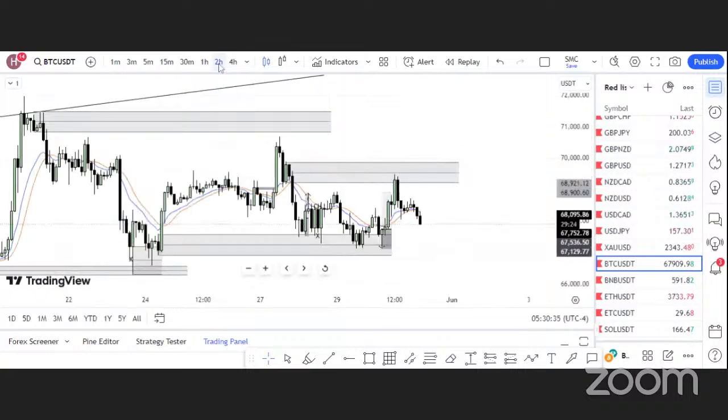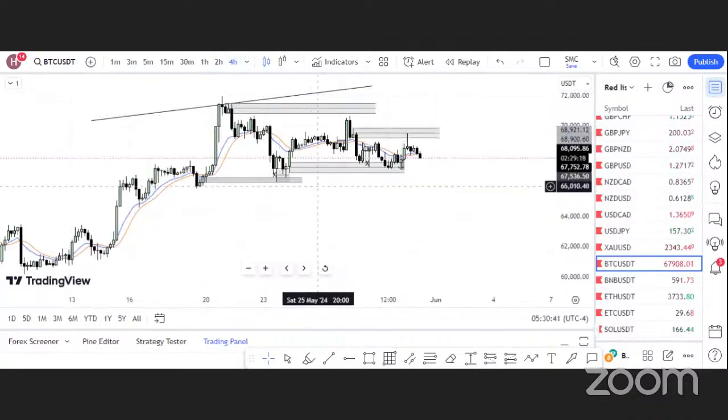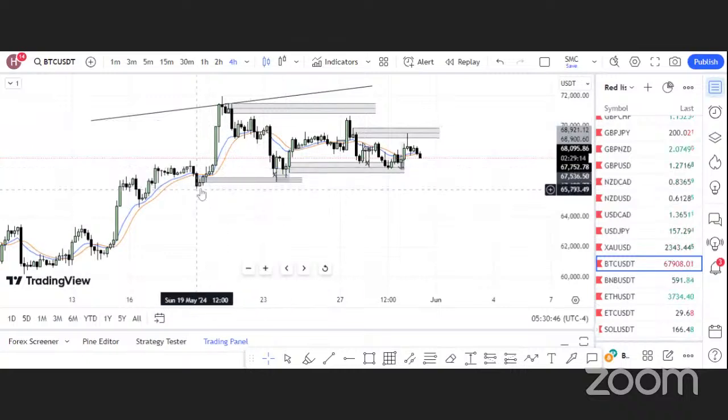So on the 4 hour time frame, the market is still bullish. Okay, the market is still bullish, and the market is still bullish because this is the low. Okay, this is the recent low.